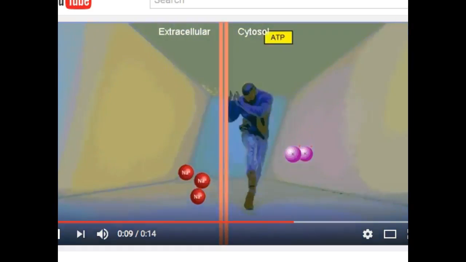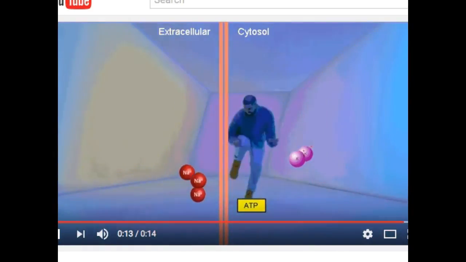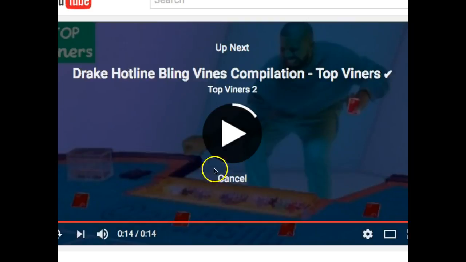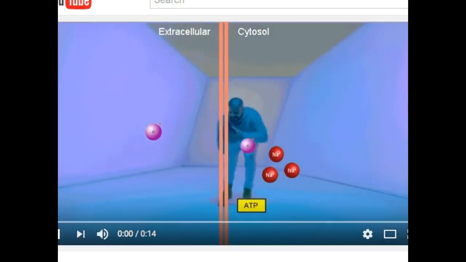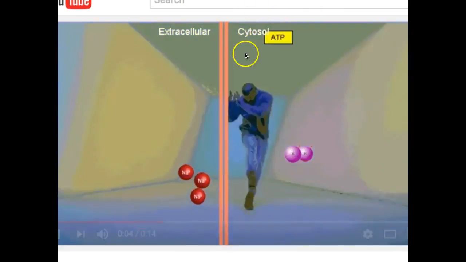All right, I found it online. So let's watch this a couple of times. Here's Drake doing his little dance. He is going to move. Do this again. He's going to move two potassium into the cytosol inside the cell.